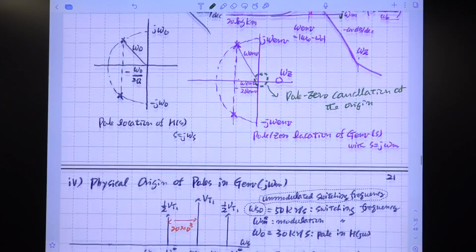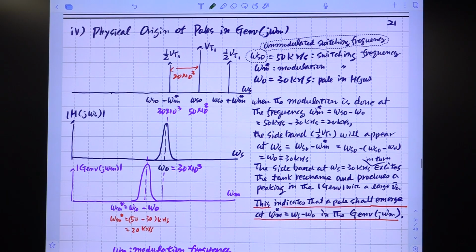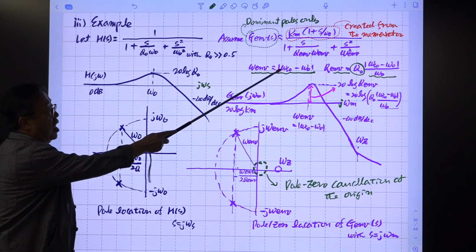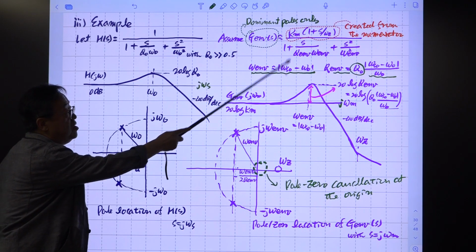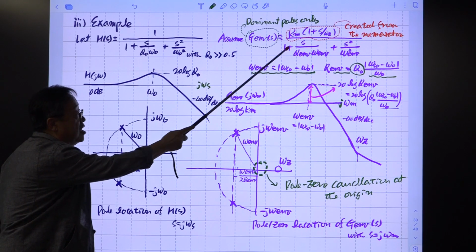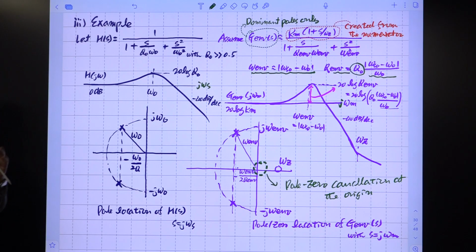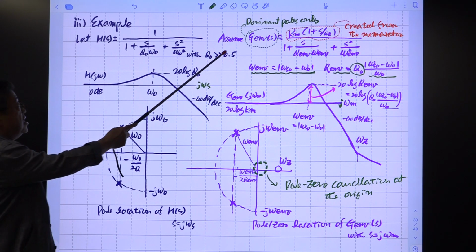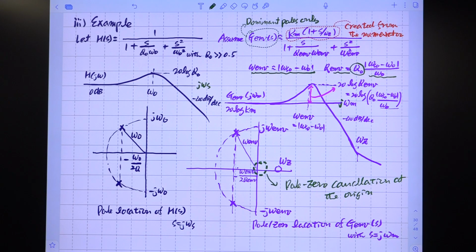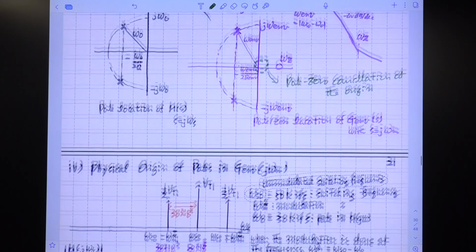So this is new, all right? So we know this. Because of this result, we know we will have a double pole at this frequency, the distance between the resonant frequency and the switching frequency. At that frequency, we have a double pole in the G EnB S transfer function.